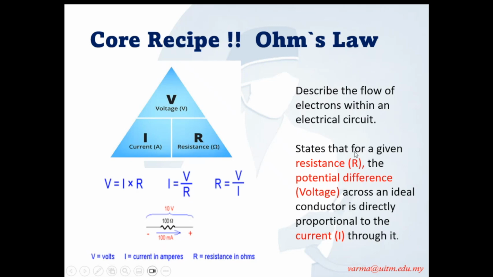So what does Ohm's law state? It states that for a given resistance, the potential difference, which is the voltage across an ideal conductor, is directly proportional to the current. If we look at the graph here, V equals IR. So the potential difference, the voltage across an ideal conductor, is directly proportional to the current which flows through it. V is the voltage, I is the current, R is the resistance. If you rearrange it, you get I equals V over R.